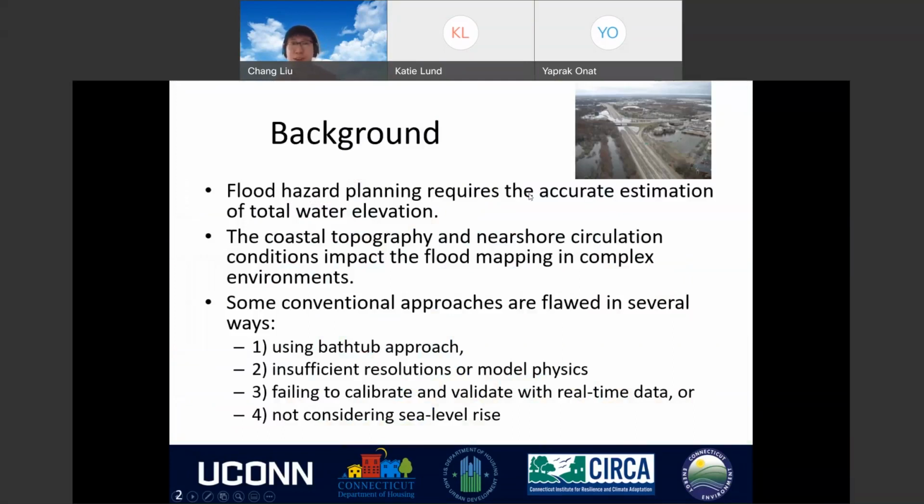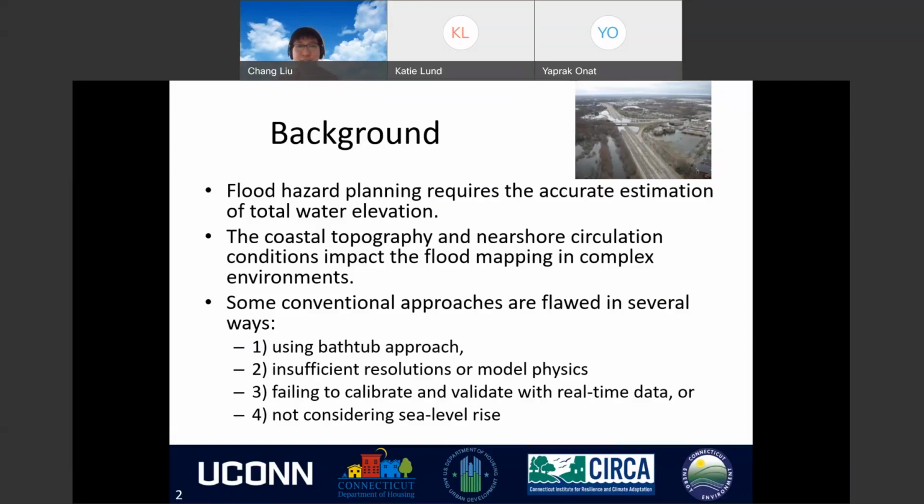Just a little background information to start with. Flood hazard planning requires accurate estimation of total water level elevation due to predicted tide, surge, and wave runoff to design flood protection structures and improve coastal risk planning for severe storms. And the coastal topography, meaning the shape of the coastal area that includes both above and below water, and also the nearshore hydrodynamic conditions or circulation patterns can impact the flood mapping in our complex environments.